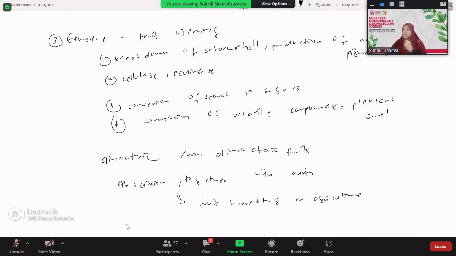Okay, and we have also looked into other functions, but I would say these are the important functions of ethylene. And then we look into abscisic acid. Why is it named abscisic acid? Because it has what we call an inhibitory property, right? Abscisic acid.